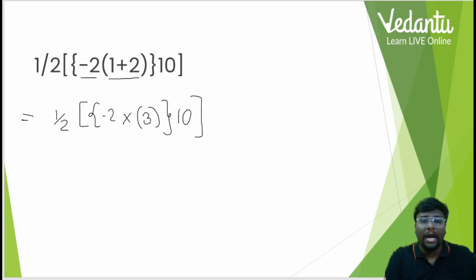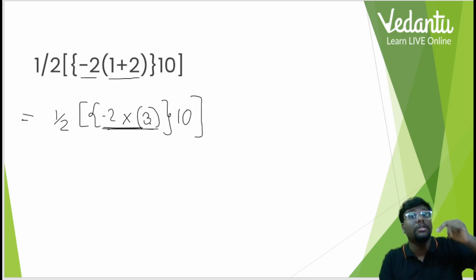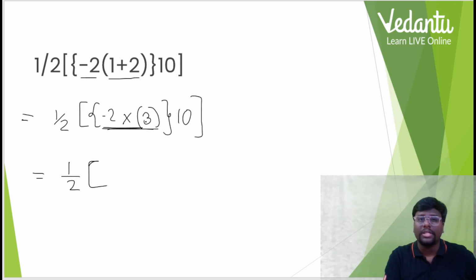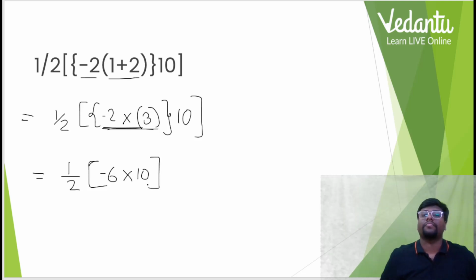Now this part is clear. Let's solve the parenthesis part or the curly brackets, bracket number 2. 1 by 2 multiplied with minus 2 into 3. What is minus 2 multiplied with 3? Minus 6, correct? Let's go, minus 6 and then multiplied by 10.